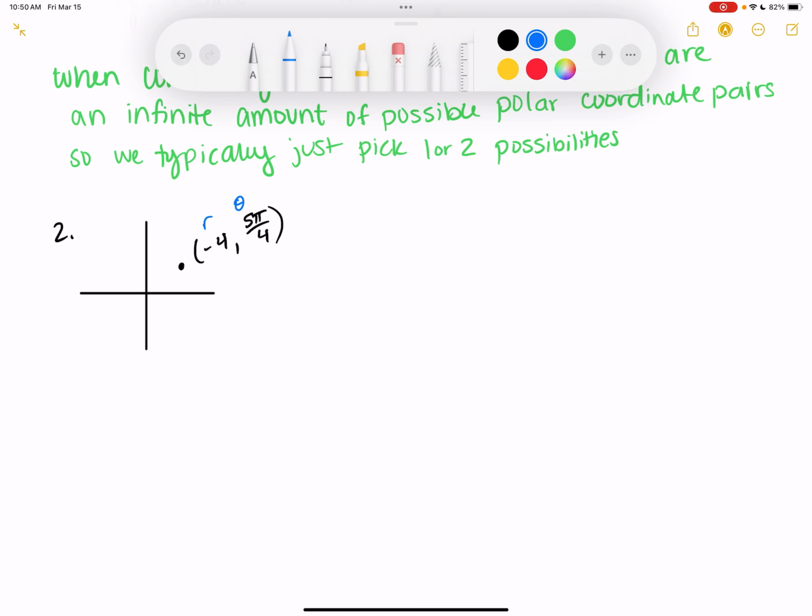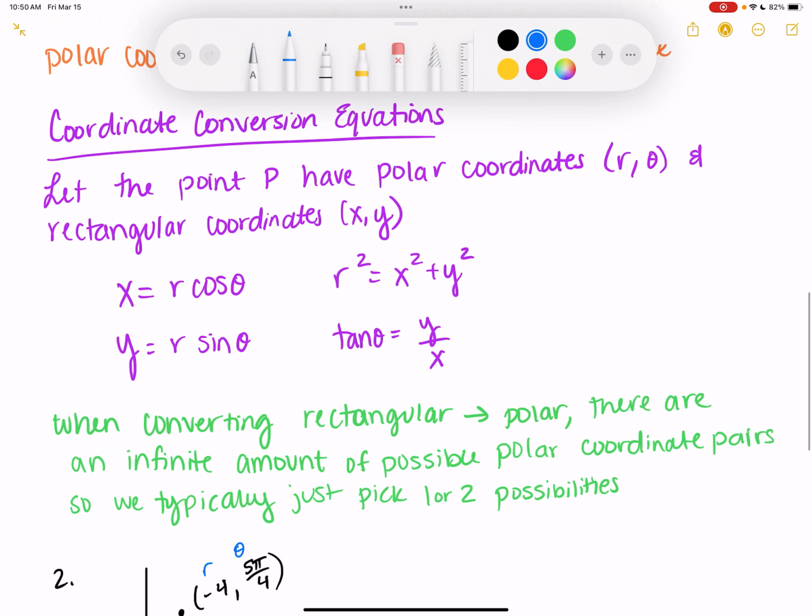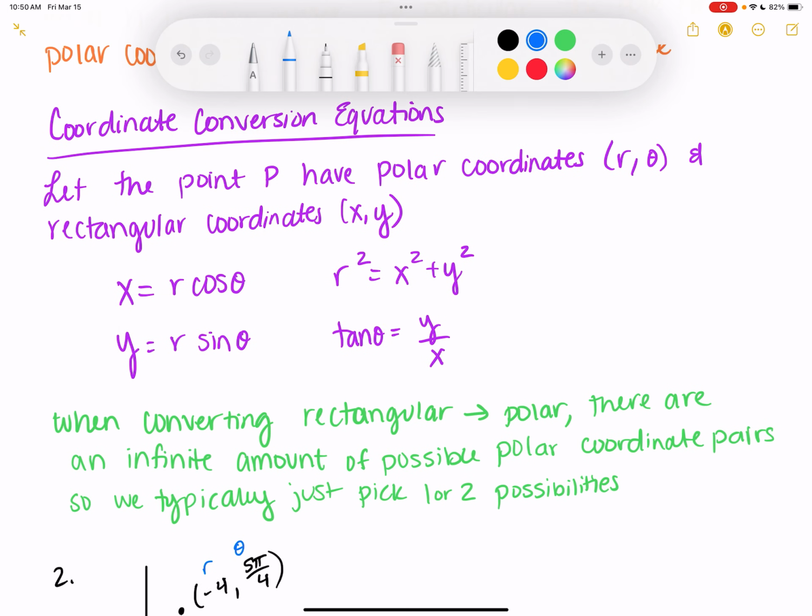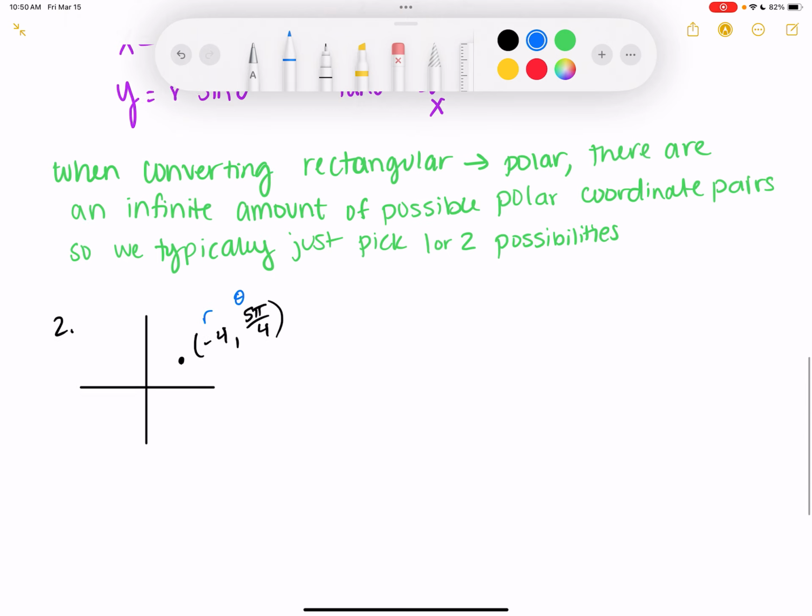It's kind of weird the way that they've ordered this book, because they have you do this, but then they don't actually have you converting from polar to rectangular until later in the section. So it's just kind of interesting how it all plays out. But anyways, they're just out of order. So what we do is we go back to these conversion formulas here. So x is r cosine theta and y is r sine theta. So it'll be r cosine theta. So this will be -4 cosine of 5 pi over 4.